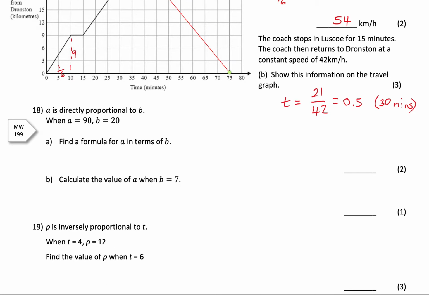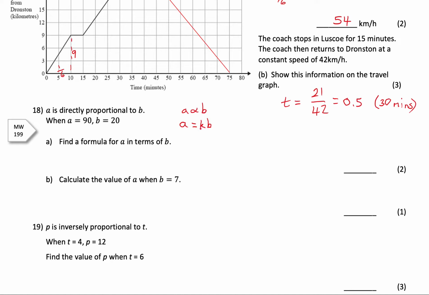On to proportion, probably the hardest topic in this test. Okay, A is directly proportional to B, so we can write that like this, a fish symbol, B. It's not really a fish symbol. We can immediately change that to A equals kB. Now, k is the constant of proportionality. A and B may change, but k won't.